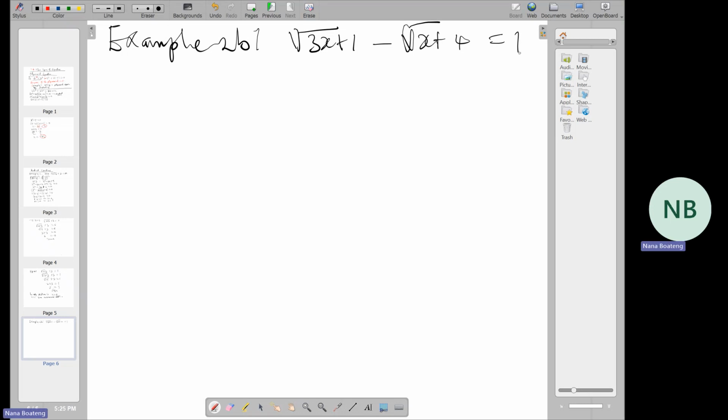To solve this example, similarly, we will group all the radicals on one side and all the other expressions on the other side. Then we will try to square it. So here we would have square root of 3x plus 1 is equal to 1 plus the square root of x plus 4. And from here, we can square both sides.